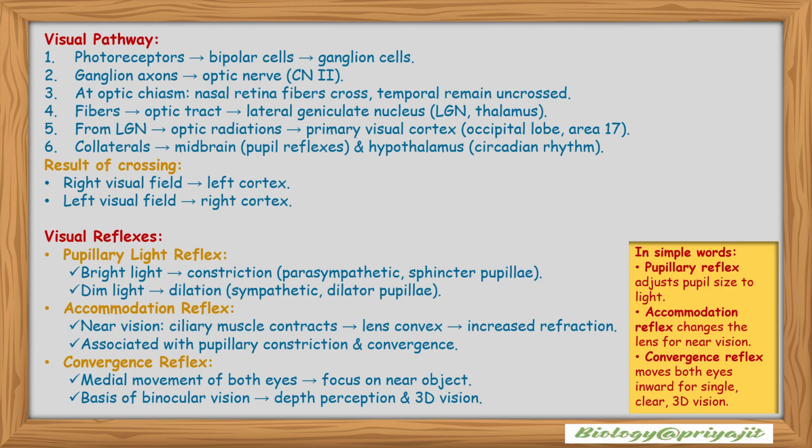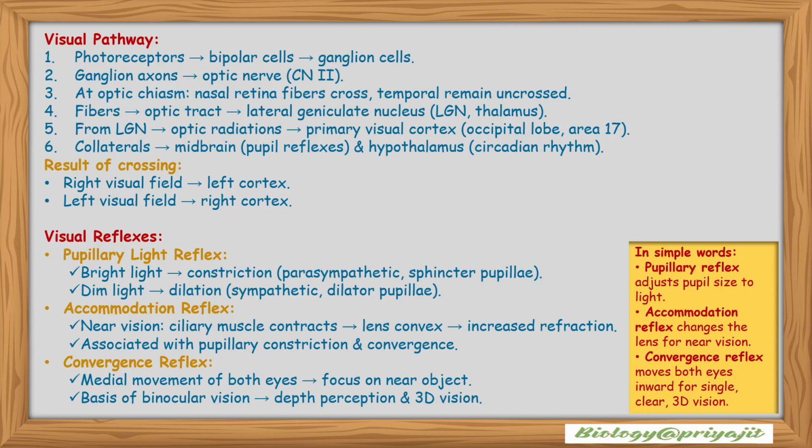Accommodation reflex. It occurs when we look at a nearby object. The ciliary muscle contracts, making the lens more convex or curved. This increases the bending of light rays, or refraction, so that the image focuses clearly on the retina. At the same time, the pupil constricts, which improves sharpness. The eyes converge or move inward to focus both eyes on the same near object. Its purpose is to help us see close objects clearly, like when reading or using a phone.